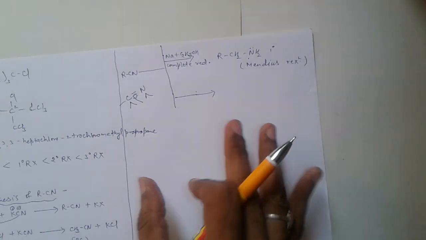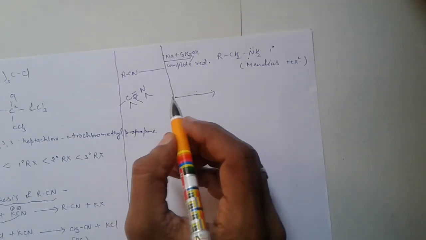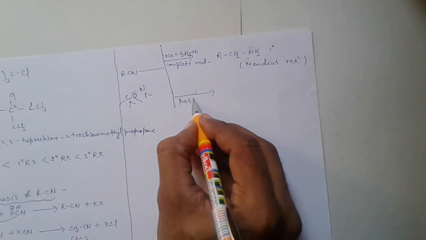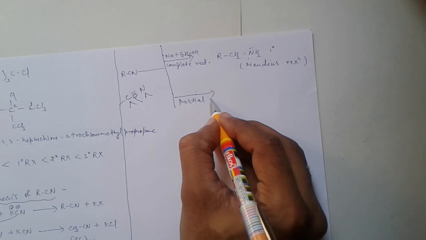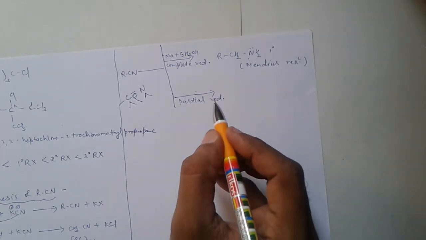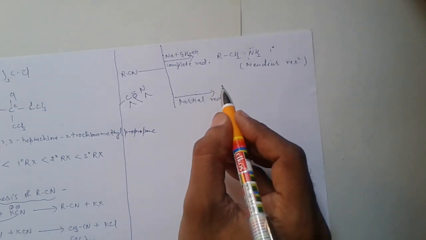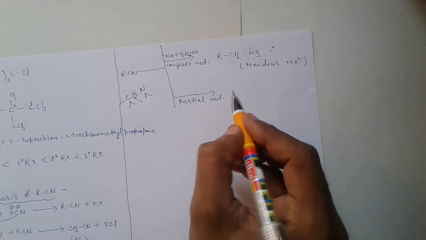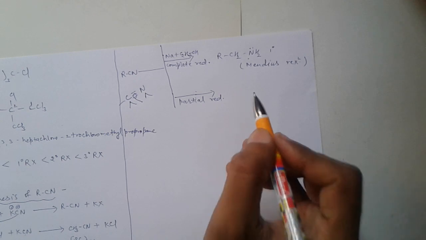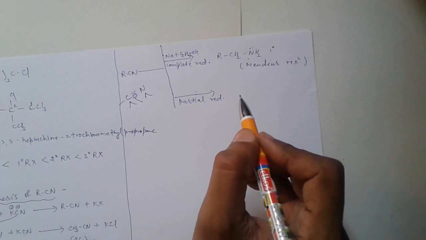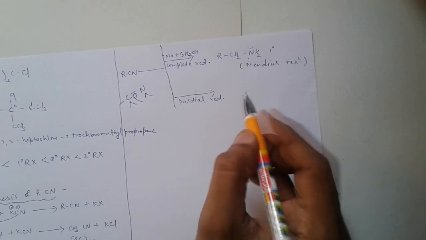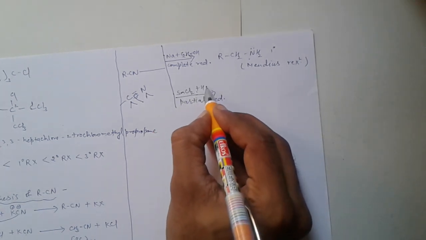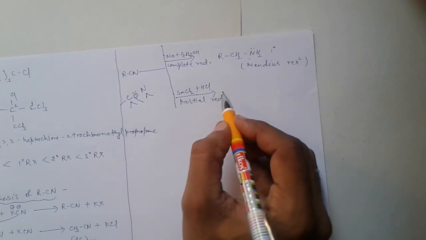Now next, fourth, by partial reduction of alkyl cyanide, very important, by partial reduction of alkyl cyanide, aldehyde is formed. It is known as Stephen reaction. Very important. During this reaction, initially here the reducing mixture is SnCl2 plus HCl.